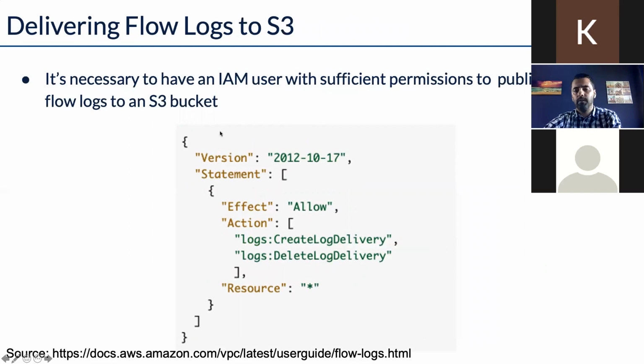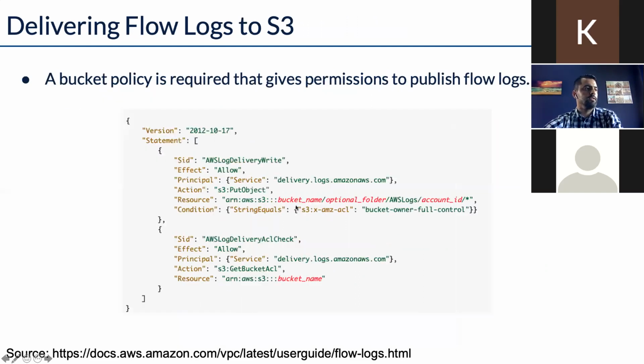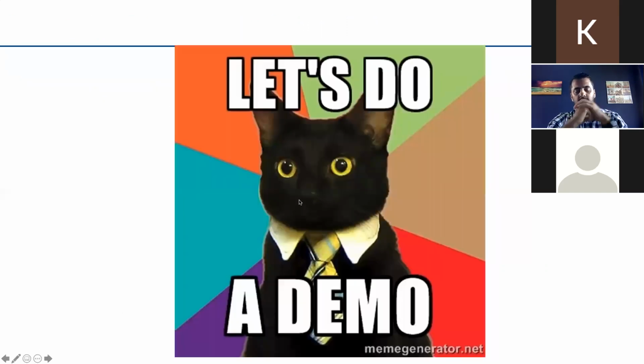If you want to put them into S3, it's a bit different, but similar. You follow the documentation and create the S3 bucket and give the respective permissions to that, so you can create logs and delete logs delivery. Then you apply a bucket policy that essentially allows you to put objects on top of that. That's pretty much it.